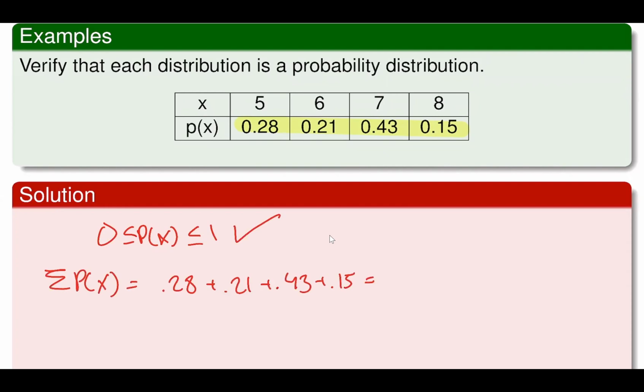So I'm going to just add that up in my calculator. You should be doing the same. If you add up those four probabilities, what do they add up to? 1.07. Yeah. So they add up to 1.07, so this is not equal to 1. So this failed. This is not a probability distribution.